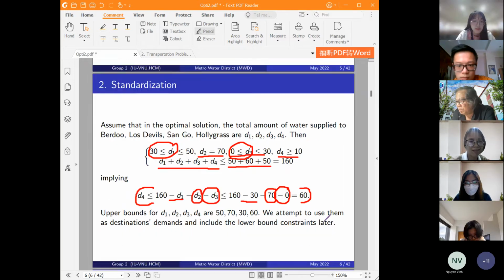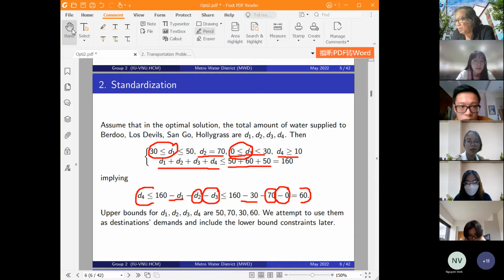Just a moment. D1 greater than 30, then minus D1 less than minus 30. This is the expression here. It looks like, for example, D1 greater than 30 but less than 50. So why do you choose only D1 greater than 30 to apply here? You forgot the second inequality. Why?